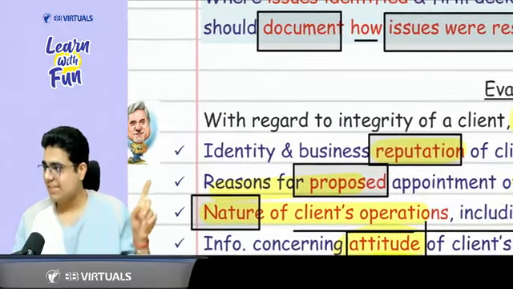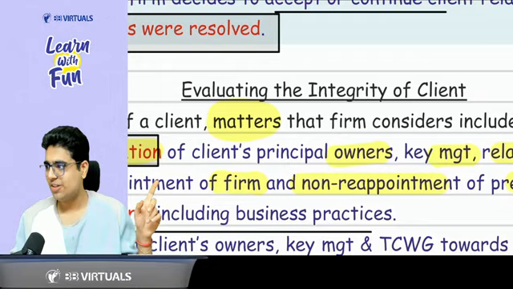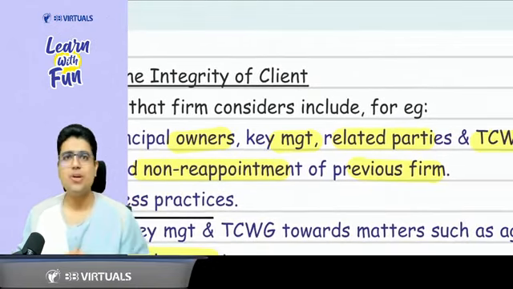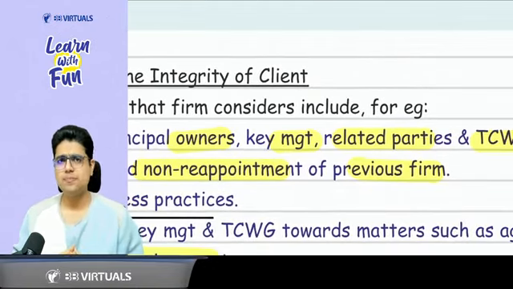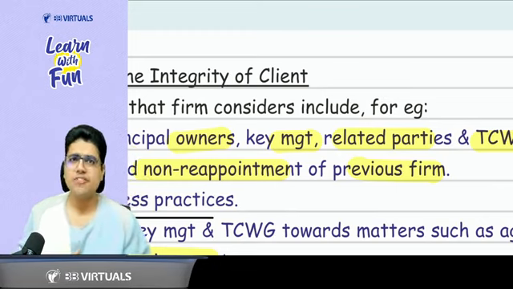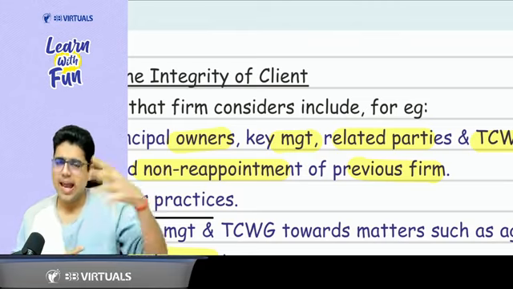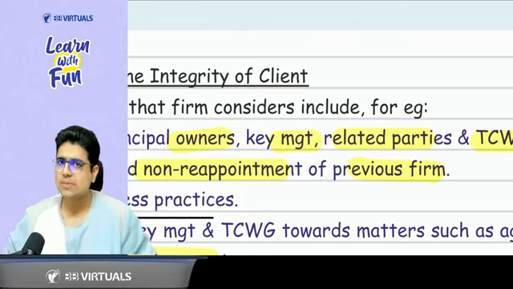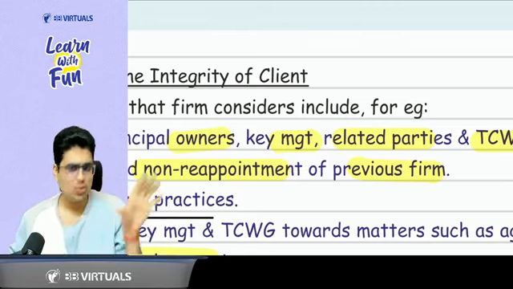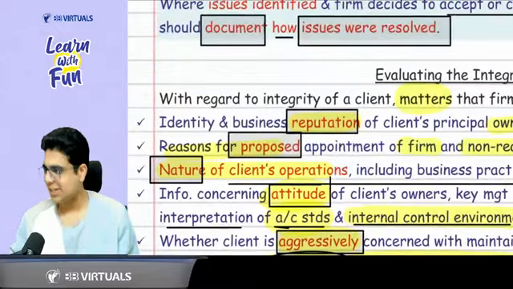Second thing, reason for the proposed appointment of the firm and non-reappointment of the previous firm. So sir, what was the reason? You know, previous firm gave a modified opinion. So they removed him and they asked you to do the audit. Will you accept such audit? No, sir. Less integrity, don't accept.